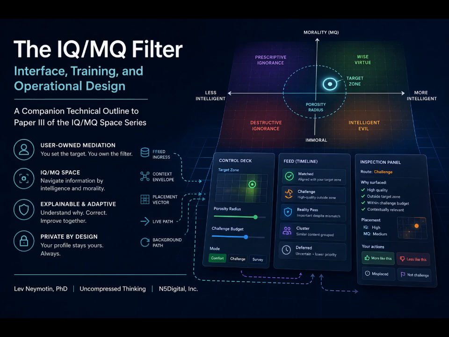I have to wonder about the psychological friction here, though. How do you mean? If I am the user, do I really want to feel like an air traffic controller just to read my morning news? Managing target zones and porosity radiuses sounds exhausting for someone who just wants to scroll while drinking their coffee. Well, the design actually anticipates that exact user fatigue. What's fascinating here is, to prevent the interface from feeling like a chore, the architecture draws a strict, impermeable line between profile state and session state.